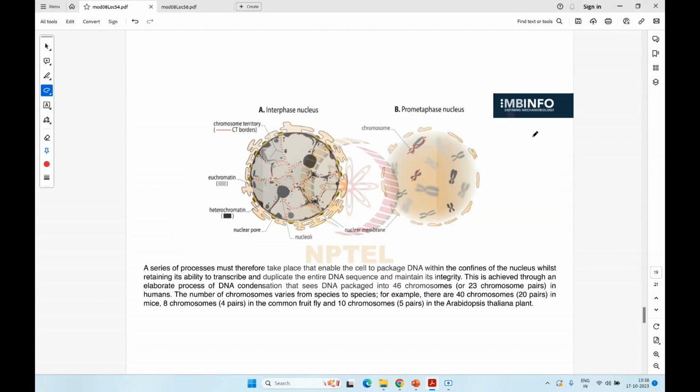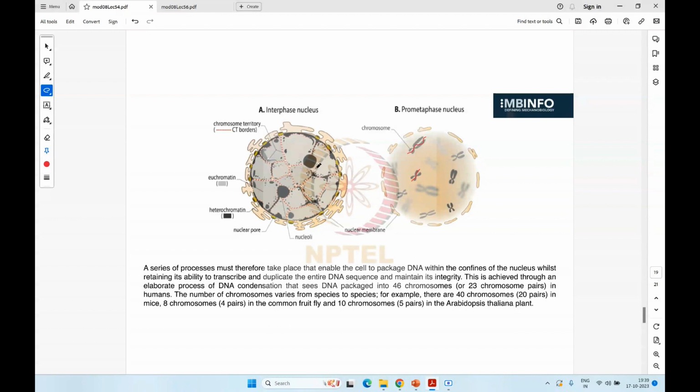Again, this is what our interphase nucleus looks like. The chromosomes are all condensed and can't be very clearly demarcated unless you are using very specific markers for it. There are euchromatin regions. There are regions which are very densely packed called heterochromatin regions. This is the interphase nucleus. This kind of nucleus is present during G1, G2, S phase.